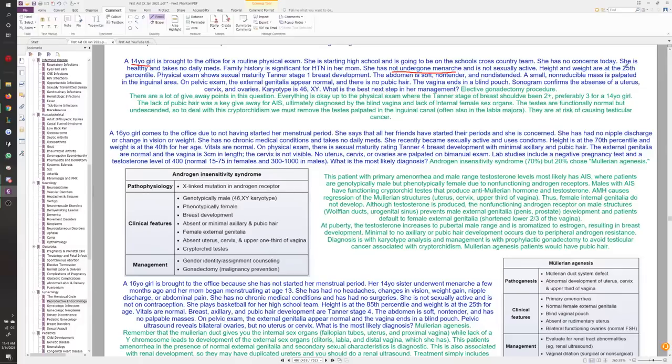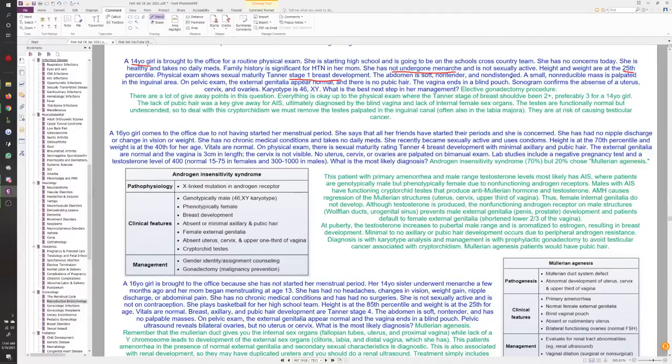Height and weight are at the 25th percentile. So right away, we can kind of rule out Turner syndrome. Right, 25th percentile. So she's tall enough. She's got good weight. Physical exam shows sexual maturity, Tanner stage 1. That's not good because she's almost 15, where Tanner stage 5 should be there. So there's no way in 1 year she's going to jump 4 Tanner stages. So she's definitely delayed in breast development.